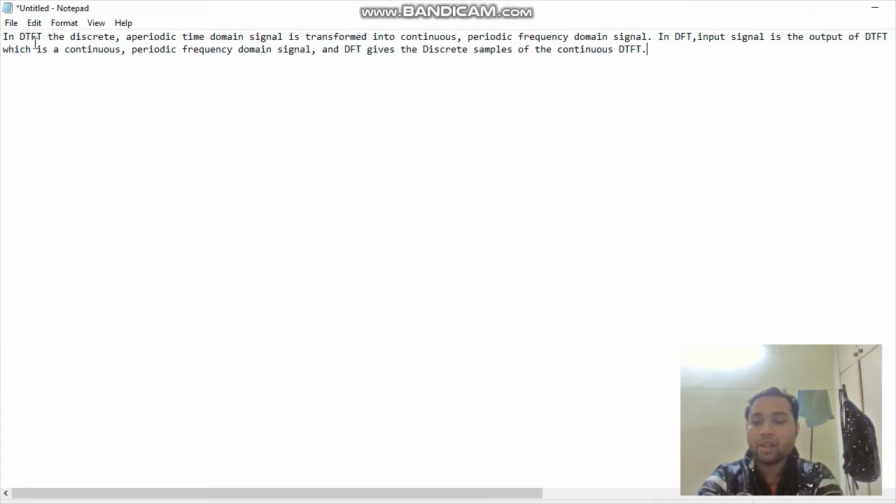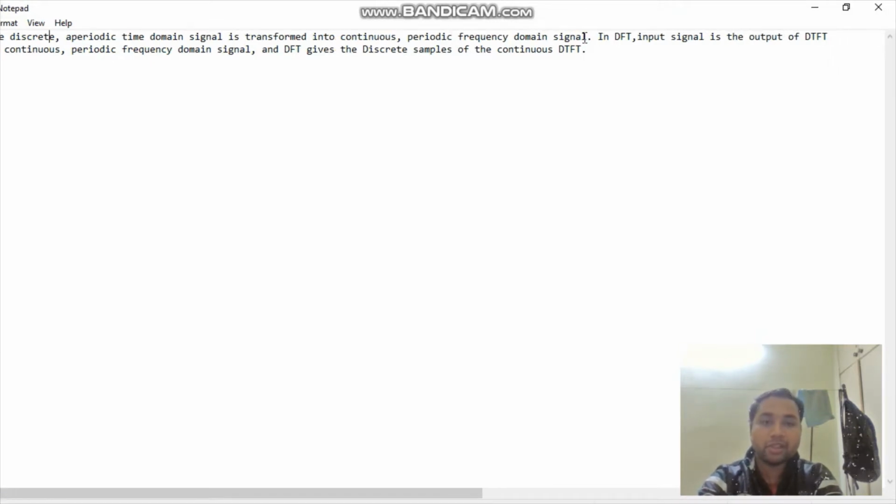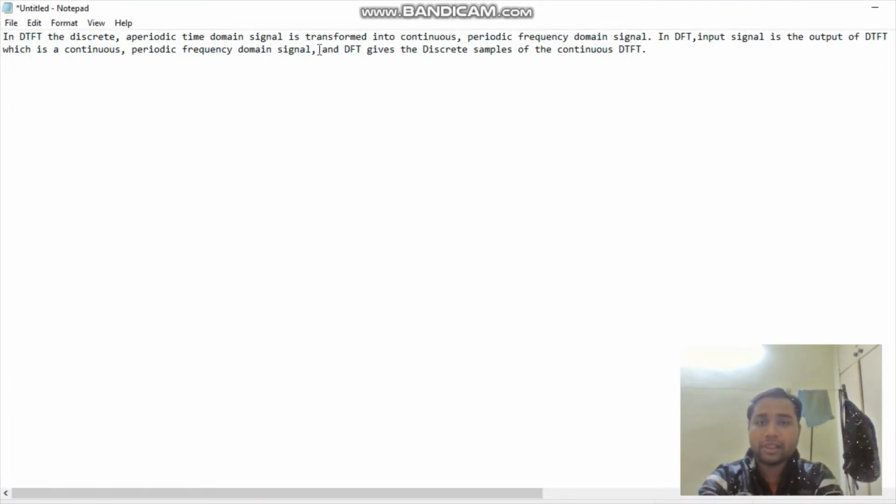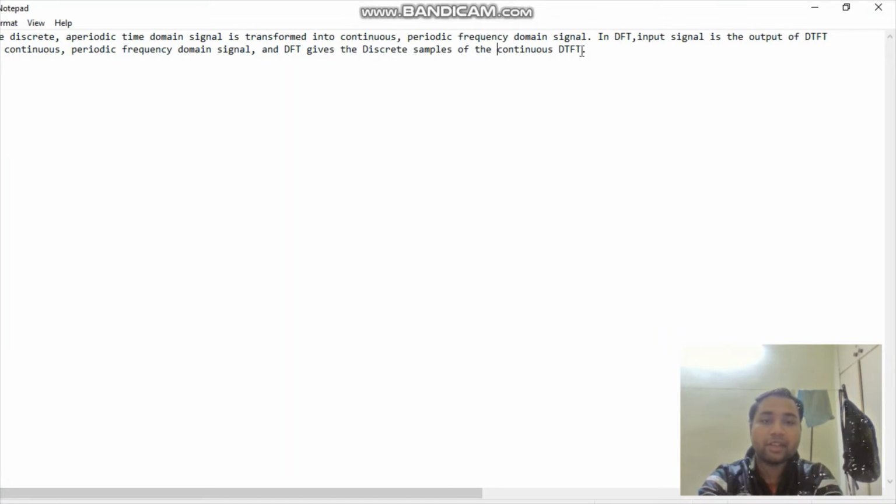discrete Fourier transform. We already know what the discrete time Fourier transform is. It is nothing but a Fourier transform of a discrete aperiodic time domain signal, which gives a continuous periodic frequency domain signal. DFT takes that frequency domain signal as an input, and gives the output as discrete samples of that continuous Fourier domain signal.